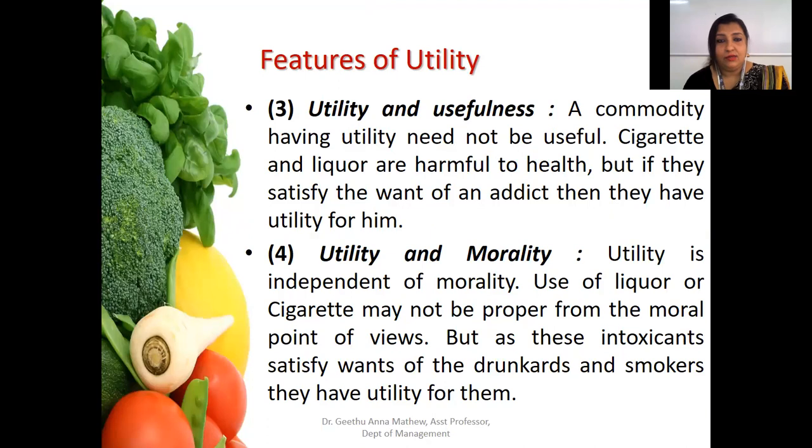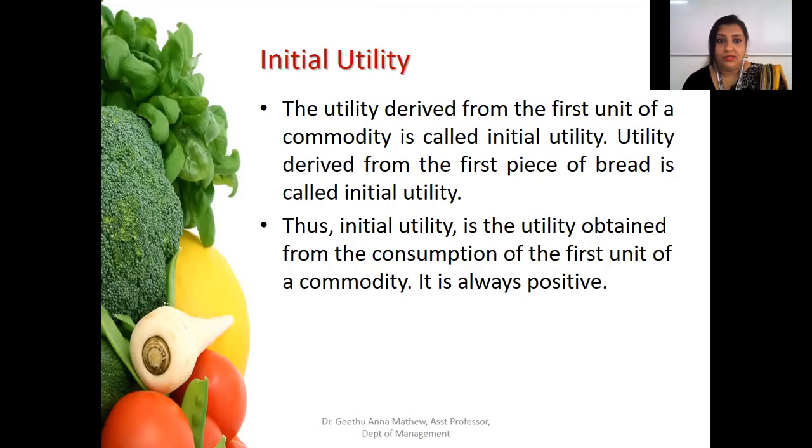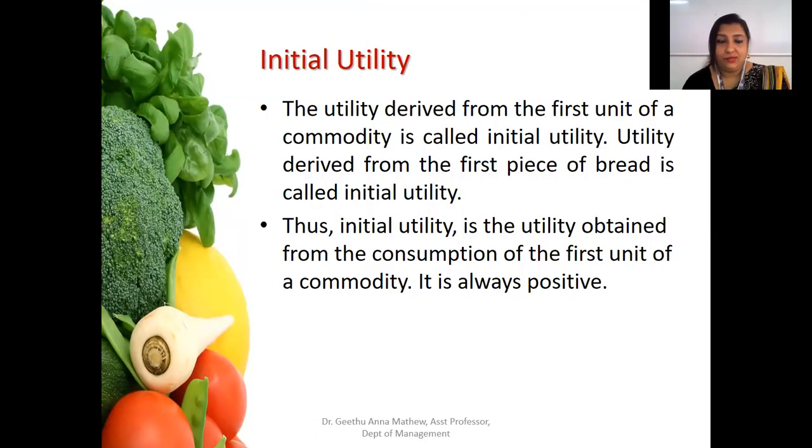Today we will conclude by discussing various concepts of utility. The different types or concepts of utility: first is initial utility. Initial utility is the utility derived from the first unit of a commodity, like the utility derived from the first piece of bread. Today for your breakfast, you might have had bread and butter, say three pieces of bread. Initial utility is the utility derived from the first piece of bread. When you had your first piece, the utility derived is called initial utility.